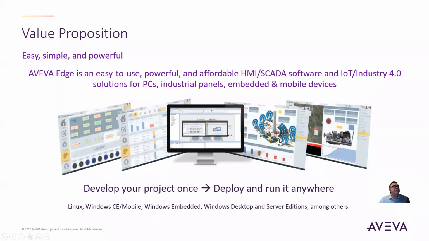Again, a quick overview of Aviva Edge. What really is this product? For those of you who don't know, Aviva Edge is very powerful, affordable HMI and SCADA software, yet still very flexible, very easy to use, and it can be used in all sorts of different solutions, whether it's PCs, industrial panel PCs, servers, embedded mobile devices, IoT devices. And one of the big features of the product is the ability to develop your project once and deploy and run it anywhere. We can run on different operating systems and deploy that in different ways. And I'm going to show you that in a little bit as we get going through here.